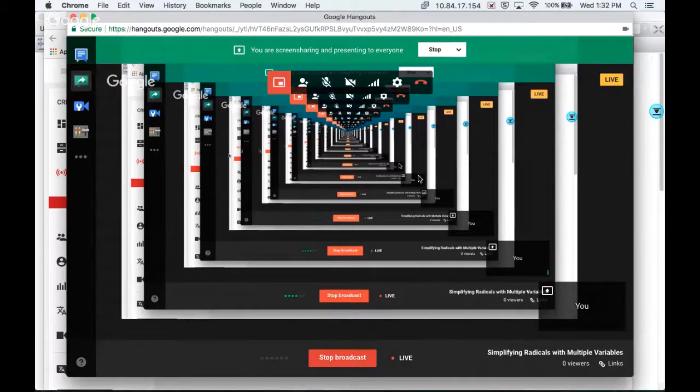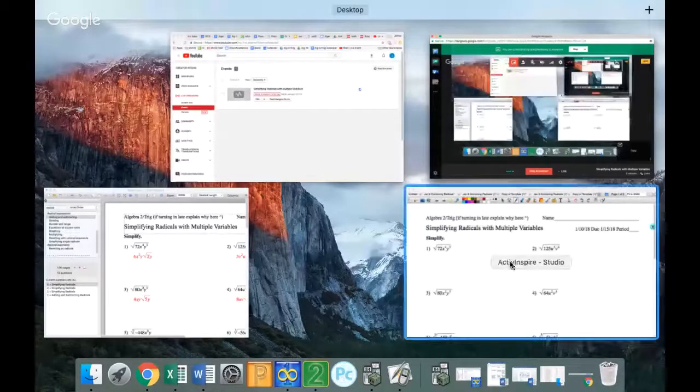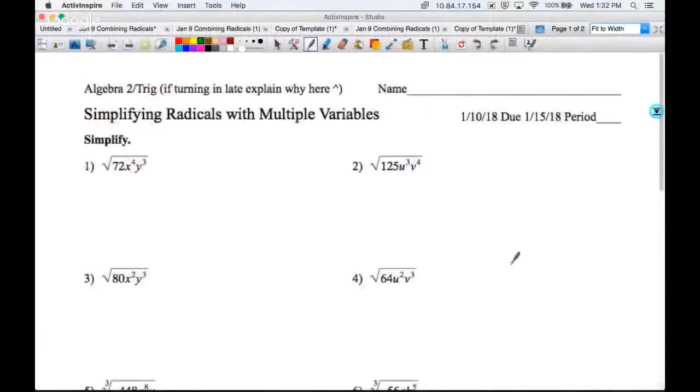Looks like we're live. This is going to be the homework help video for simplifying radicals with multiple variables. This is just going to be some more good practice of simplifying radicals. We're adding another variable, but we'll practice all of our techniques here. Getting started with number one. Here, let me get rid of number three so I've got a little more space to work with.